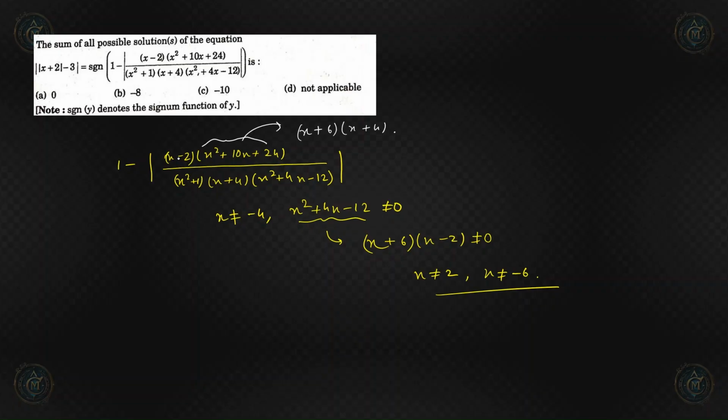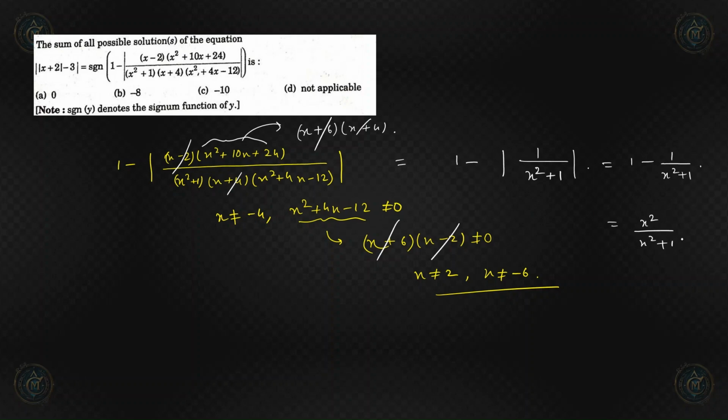x equal to 2 is not in the domain, so we can cancel this x minus 2 with this x minus 2 here. Okay. So x minus 2 gets cancelled, then x plus 6 gets cancelled, x plus 4 also gets cancelled. Okay. So what we are left with is this expression 1 minus mod of 1 divided by x square plus 1, right? Now this thing is simply 1 minus 1 divided by x square plus 1. Why? Because mod of this thing is simply this thing itself, right? This thing is always positive. So this becomes x square divided by x square plus 1.